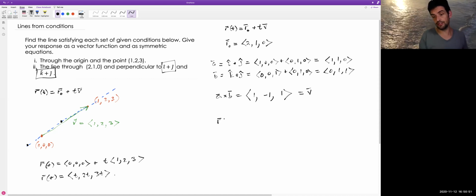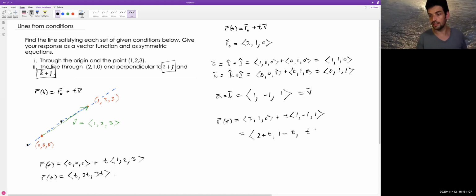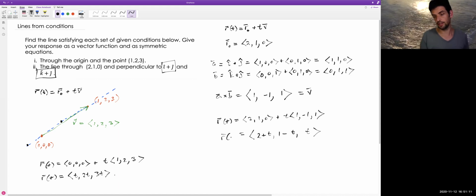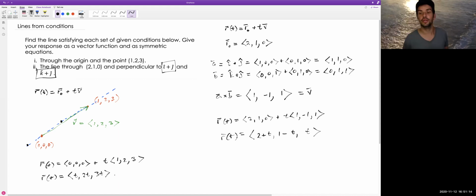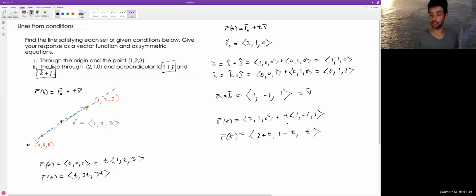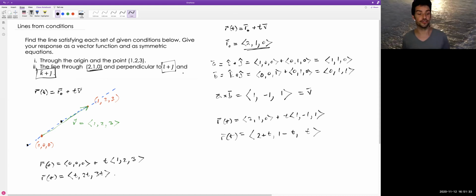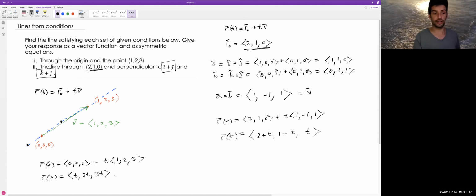And now we have everything we need to write our equation. r of t is going to be 2, 1, 0 plus t times 1, negative 1, 1. Or we could write this as 2 plus t, 1 minus t, t, combining those two together and multiplying the t inside. Either one's appropriate. And then you can go from this to writing symmetric equations, but I'm going to leave that for the viewer. Just to be clear, this is a line that goes through the point that this vector is pointing at, and it is perpendicular to the two vectors that are given. All right, thanks everybody. I will see you next time.